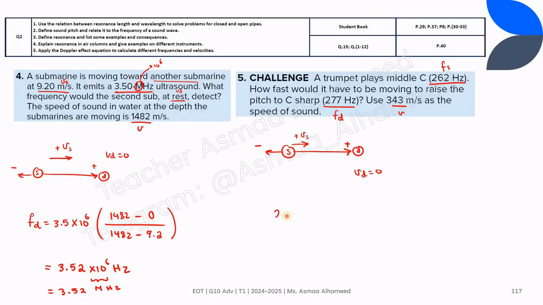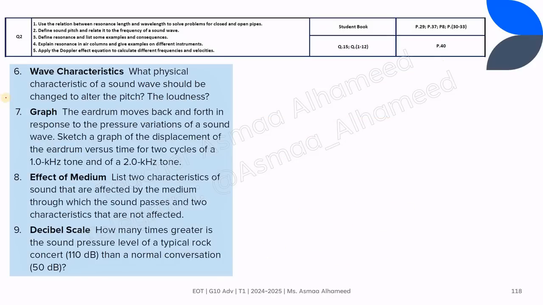You are hearing 277 and the source is 262, and the speed is 343 over 343. You are not moving, but you need to know what is the velocity of the source. So we do shift solve, and Vs will be 18.5 meter per second. So this question is solved in the previous video.